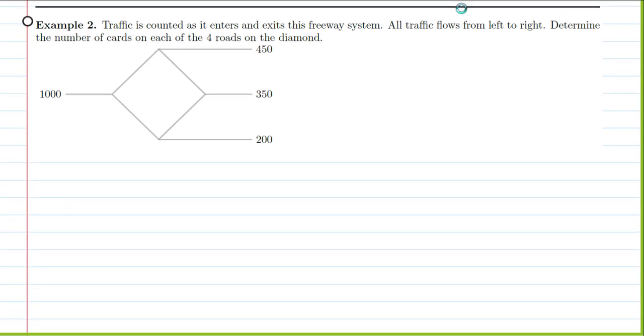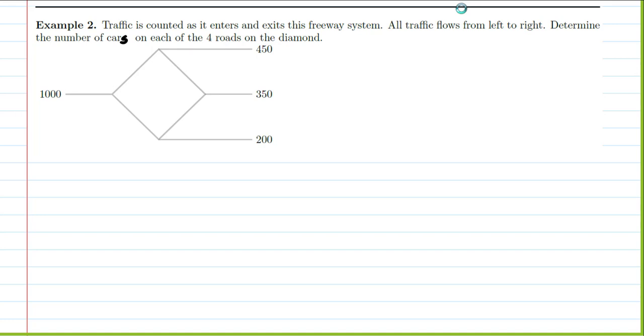Let's take a look at our next example. So the key idea in this one, so let's read it first and then we'll talk about it. Traffic is counted as it enters and exits this freeway system. All traffic flows from left to right. Determine the number of cars on each of the 4 roads in the diamond.